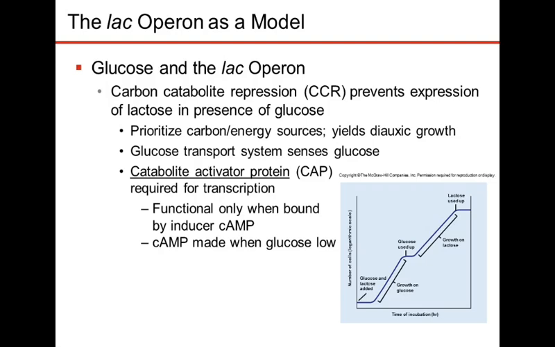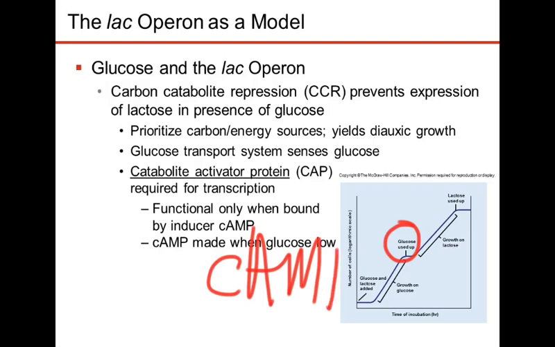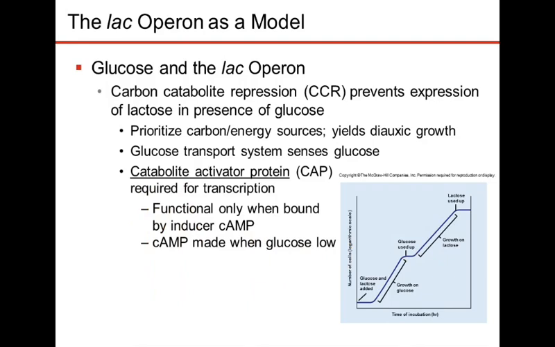Will the CAP activator protein be bound? Yes. Should start to be bound, right? Why should it start to be bound? Because the glucose is used up. That means cyclic AMP is going to start to be produced, and when you get enough of it, then the CAP activator protein will be able to bind, and then transcription can happen. So that's exactly what's going on.